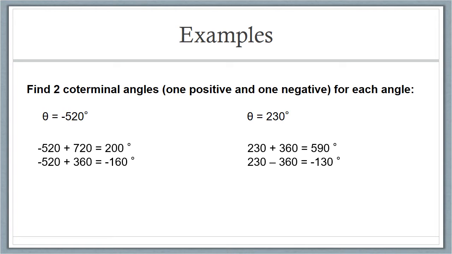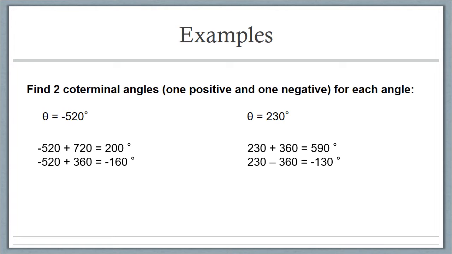See how you did. Notice that with the subtraction, it's really important that the 360 comes second. Also notice with the negative 520, these are not the only possible solutions. You can add and subtract 360 multiple times to get more angles.